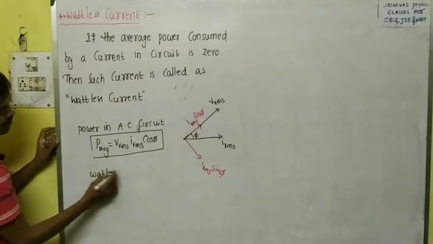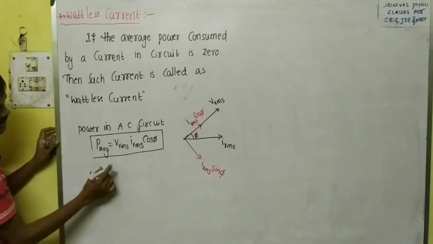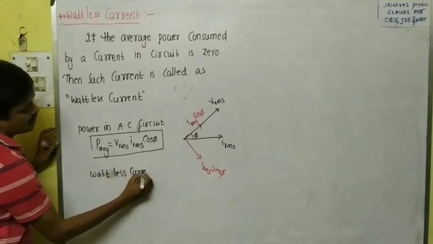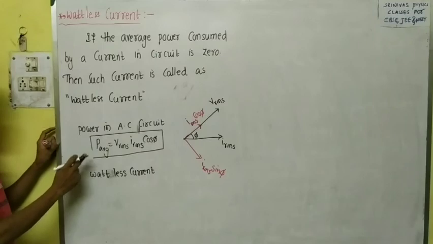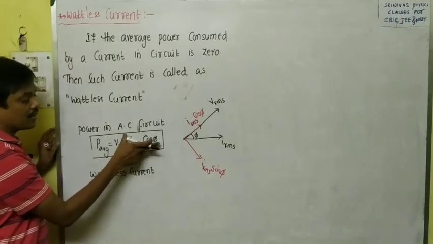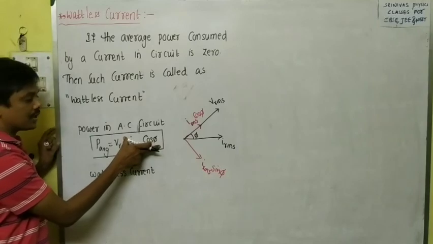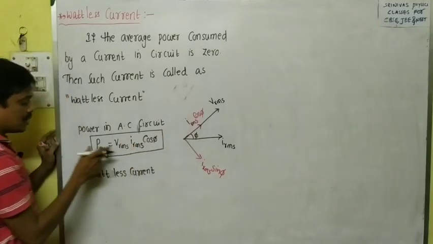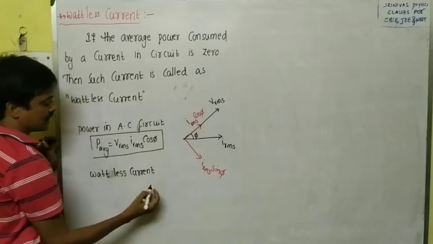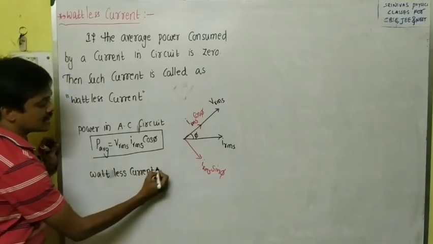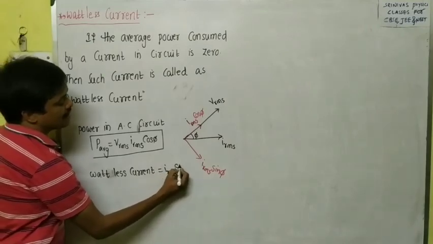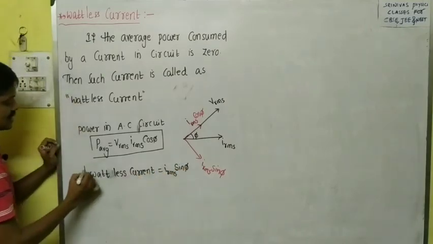The formula for the wattless current is as follows. In the power formula in AC circuit, only the IRMS cos phi component of the current, which is along the voltage, consumes the power. What about the other current? This is IRMS sin phi, it cannot produce any power. Then the wattless current formula is IRMS sin phi. This is the formula for the wattless current.